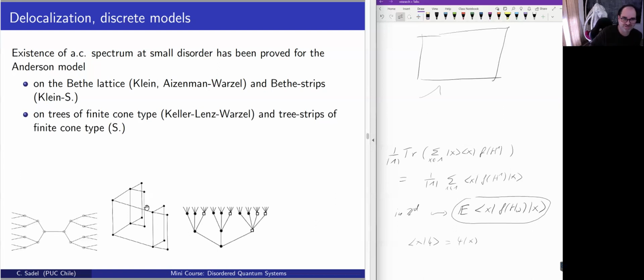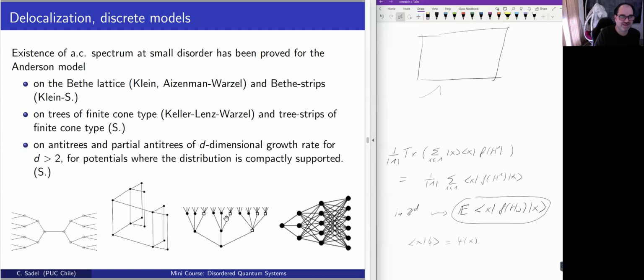So there are trees where you have different types of vertices, and you have some rule. Here we have 2 types of vertices, and every vertex of this type has 2 children of this type and 1 of that type, and every vertex of that type has 2 children of this type and 2 children of that type. So you don't get a regular tree, but something structured like this. And it has also been shown on anti-trees of d-dimensional growth rate for d bigger than 2, in the case where the distribution is also compactly supported.